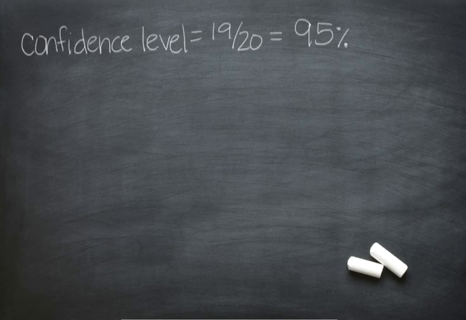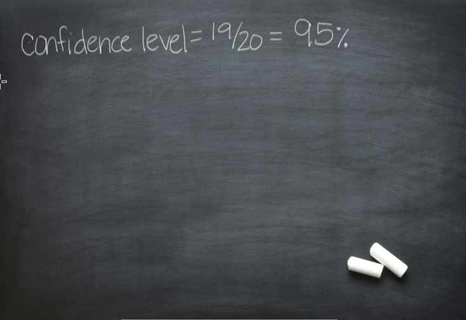Okay, so first the confidence level is again how accurate they think it's going to be. So it's that 19 times out of 20, and we express it as a percent. So if we have 19 times out of 20, that's 95%.